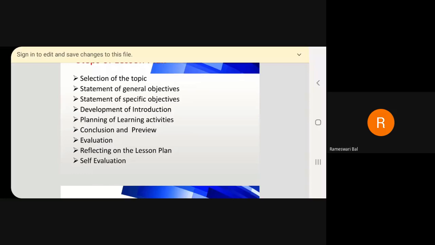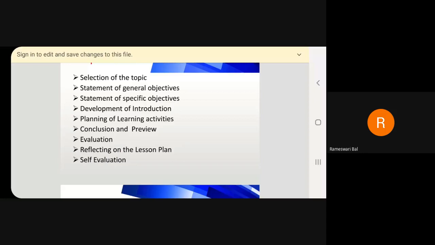but on the basis of these three objectives: to draw their attention, to know their previous knowledge, and to create curiosity among them. If these three things are kept in mind, we will plan our introduction. Definitely, we will be able to present the lesson further in a good manner. So this is the skill of introduction. Every teacher has mastery over it.